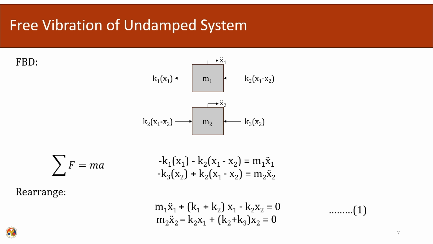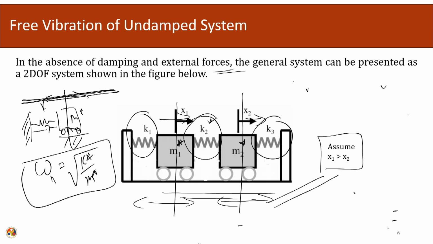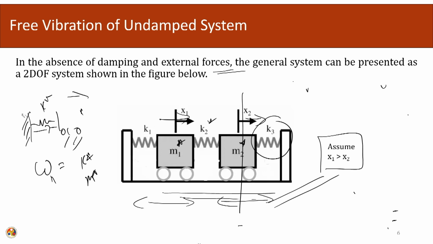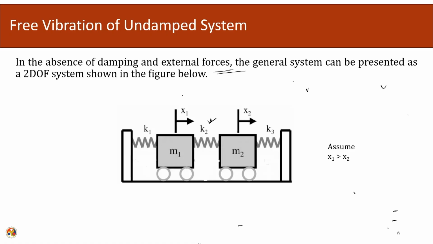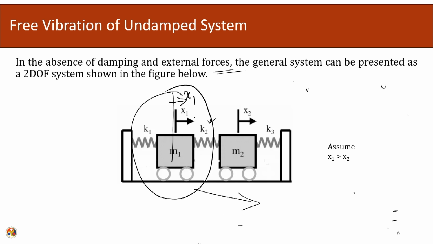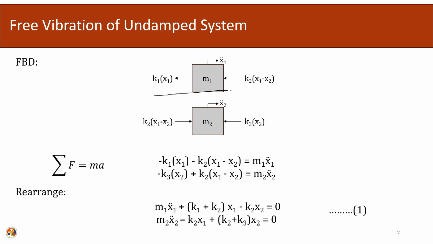First of all, what we need to do is draw the free body diagram. We will cut out this system, separate it out and write it down independently. We will take the mass M1 out, and we will see how to write down the free body diagram of this system. M1 is seeing a displacement of x1, and we are assuming x1 is greater than x2.